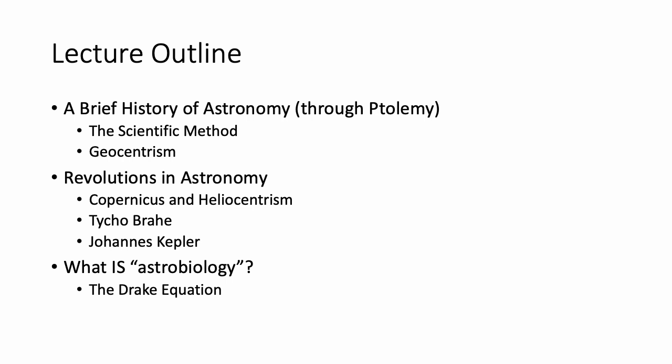Okay, so a really quick lecture outline. We are breaking this lecture up into 3 different parts. One is a brief history of astronomy through Ptolemy, which should introduce the scientific method, and geocentrism, which is basically the Earth in the center of the solar system, or as they would have thought, the universe. Revolutions in astronomy, we'll talk about Copernicus and heliocentrism, Tycho, if you really want to be Dutch about it, Tycho Brahe and Johannes Kepler. And then we will do a quick discussion on what is astrobiology, and we'll introduce the Drake equation.